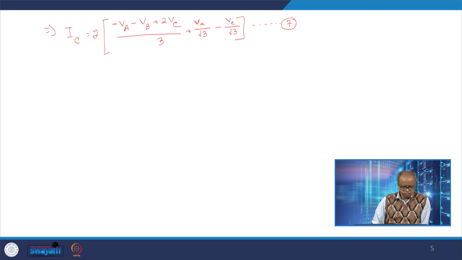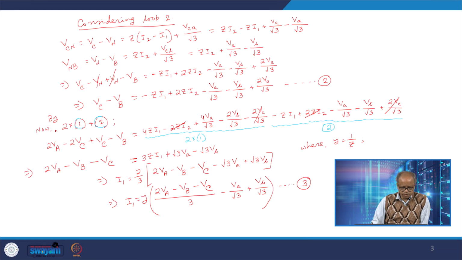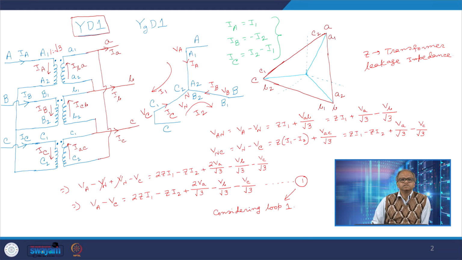So we have been able to find the expressions of the three primary side currents IA, IB and IC in terms of the six voltages. Now to complete the model, we also need the expressions of I small a, I small b and I small c in terms of all six voltages, and only then would we be able to write down the full model. So that we will continue in the next lecture. Thank you.